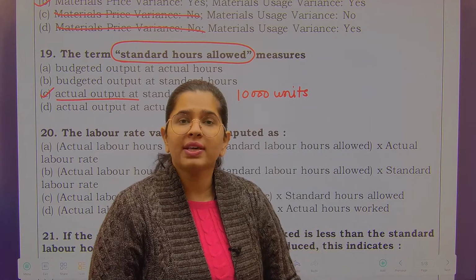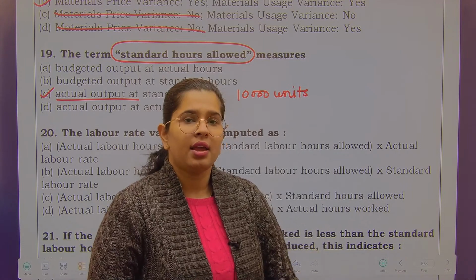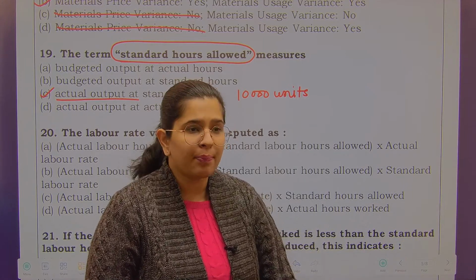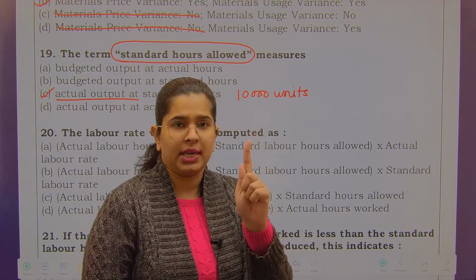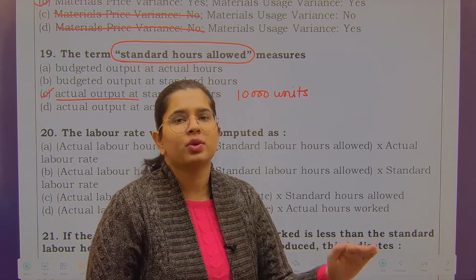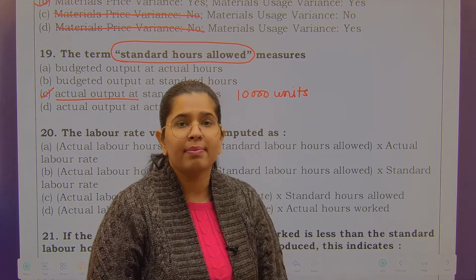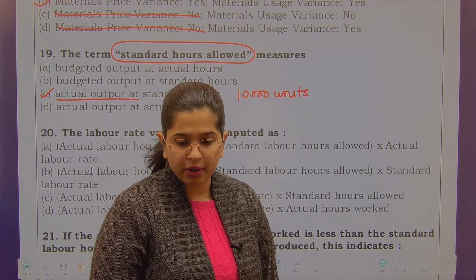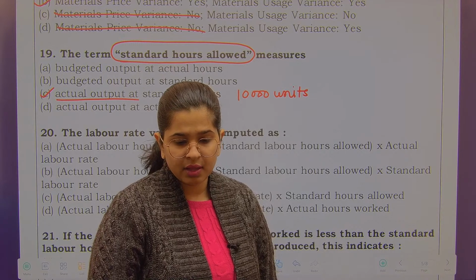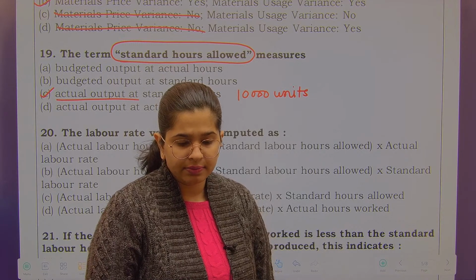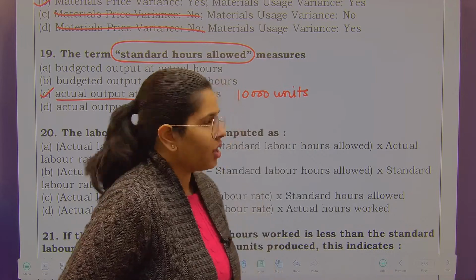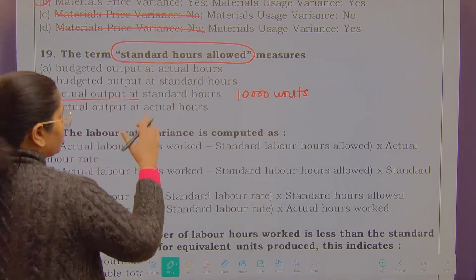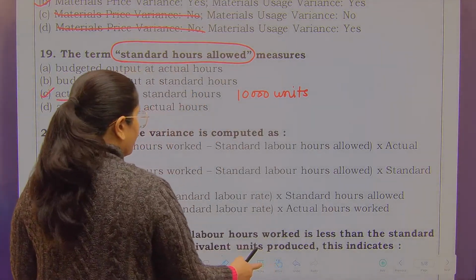Right? So we always find out what is the amount of time, what is the price for one quantity, and then whatever actual thing you have done, you will multiply it with that. So I hope we are clear with this. Are we clear on it? So the correct answer is actual output at the standard hours.